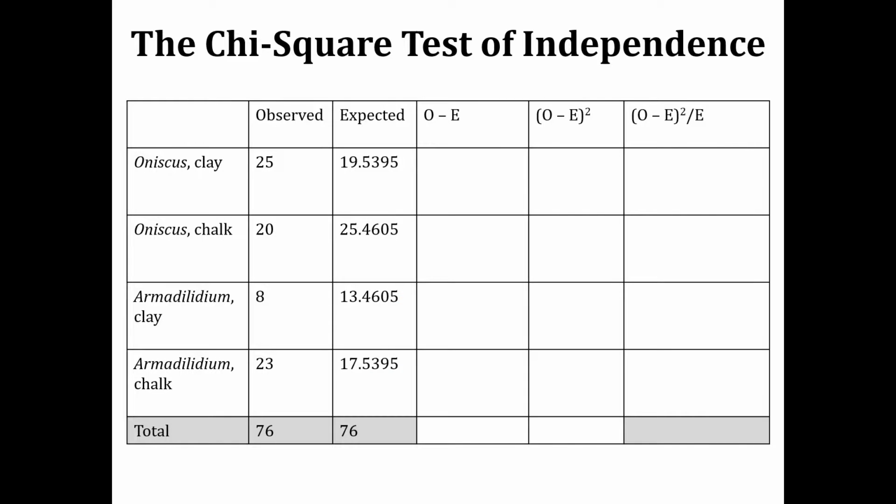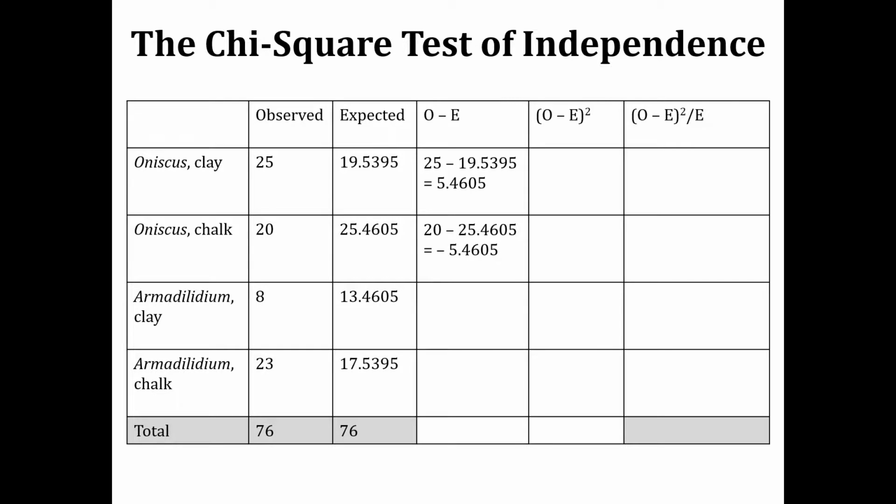Now the calculation for the chi-square value. We have calculated our expected frequencies, and we can see that the sum of our observed frequencies and the expected frequencies is the same. Now what is the next step? We have to take the difference between the observed and expected frequency for each of these observations. First observation, which is 25, Oniscus in clay soil. So 25 minus its expected frequency, 19.5395, and the answer is 5.4605.